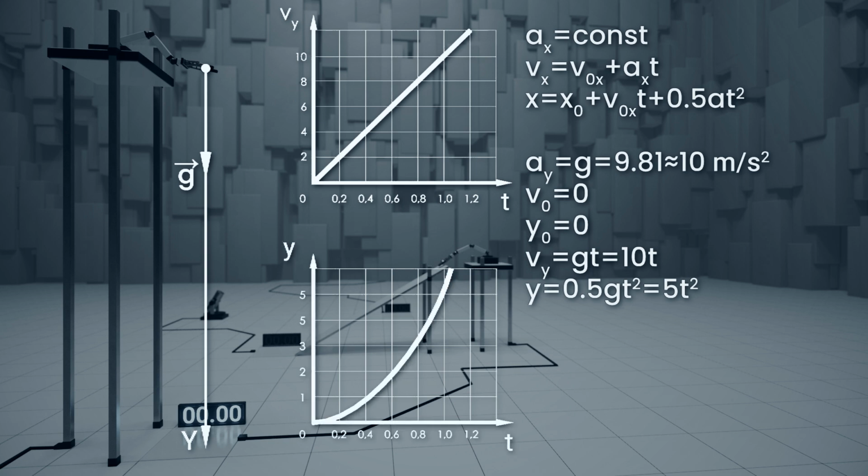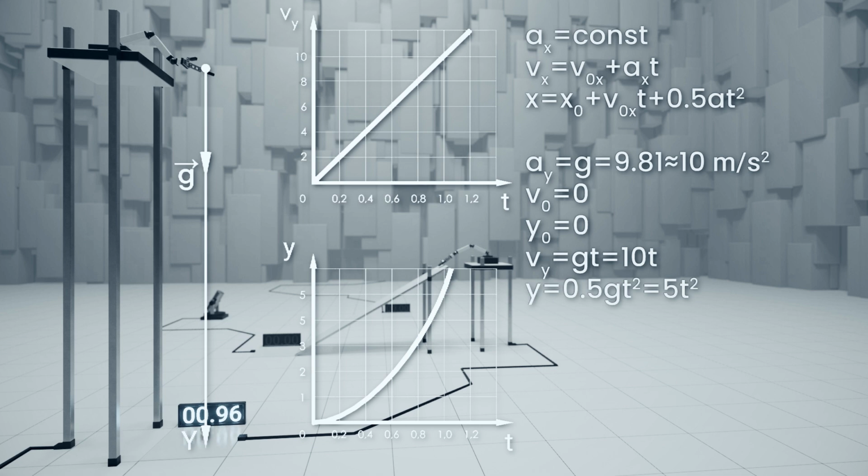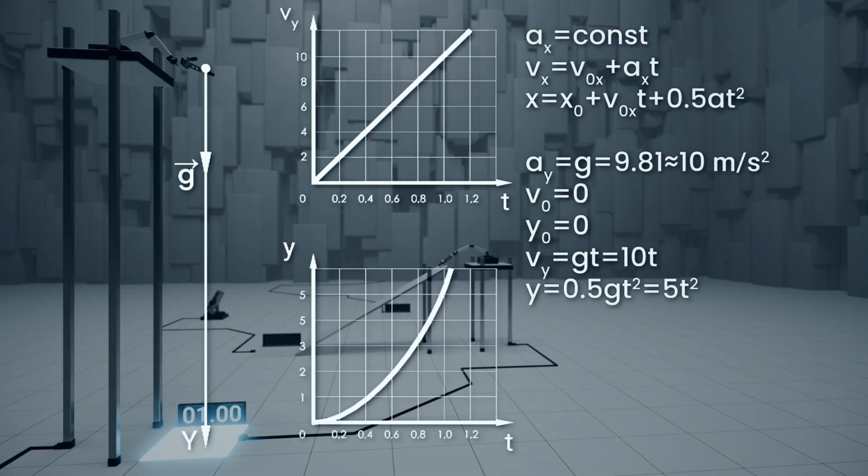Let's determine the height from which the object fell. We can find this value from the graph. We see that after 1 second the position is 5 meters. This means the object fell from a height of 5 meters. We can also arrive at the same result using the equations. If we substitute 1 second into the motion equation, we also get 5 meters.